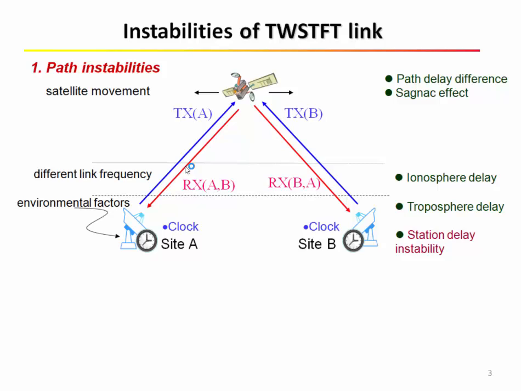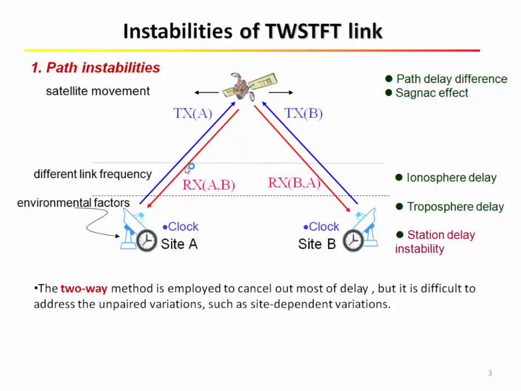When we talk about the instability of a two-way link, we will always talk about the path instability. And that goes to the path delay difference, also the Sagnac effect, and the ionosphere delay, and the troposphere delay, and some instability in the station delay, and some factors like environmental factors and also the satellite movement will affect the path instability.